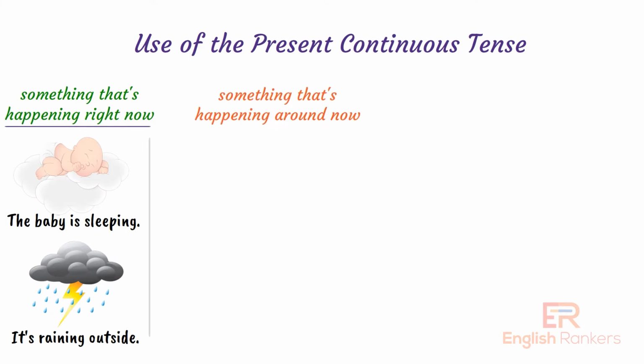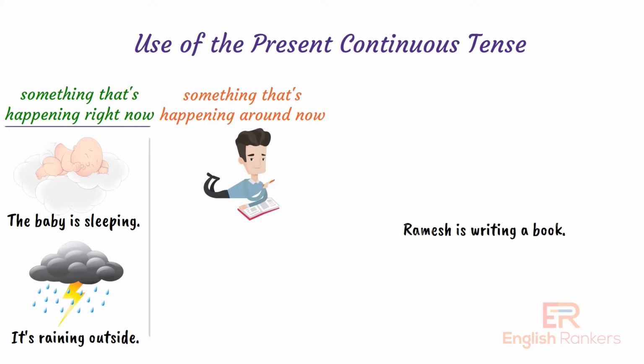We can also use this tense to talk about something that's happening around now. For example, Ramesh is writing a book. So he might not be writing it this moment, but he's writing it around now. We don't know how long it will take, but it's happening around this time. So we can use it in that context.